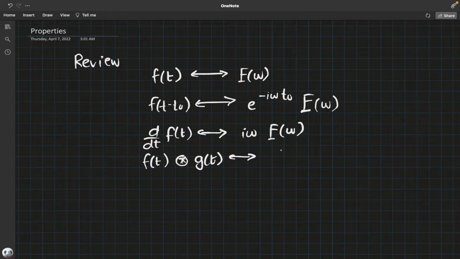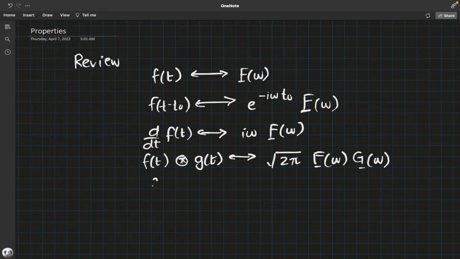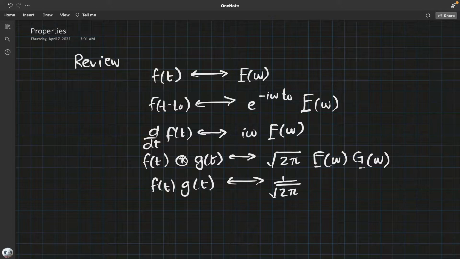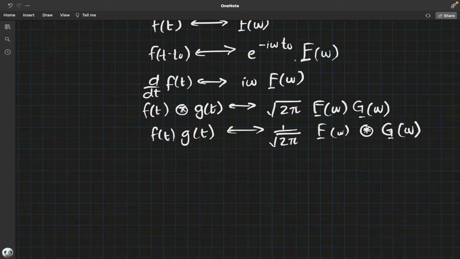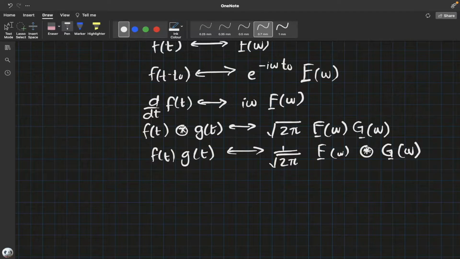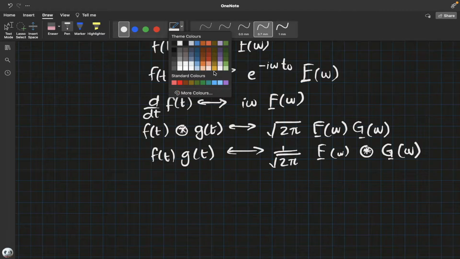f of t convolved with g of t gave us square root 2 pi times the Fourier transform of f times the Fourier transform of g, and then a product gave us a convolution of Fourier transforms. So these were the things we had. We can try to find analogs for the Laplace transform. I mean, they should exist in theory.